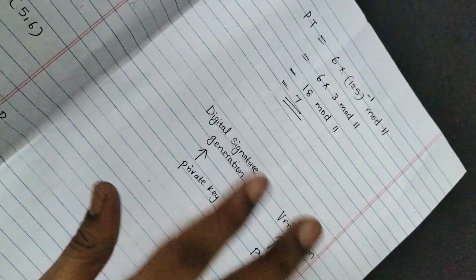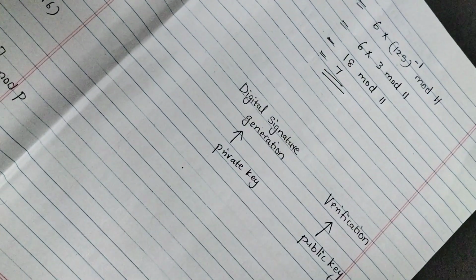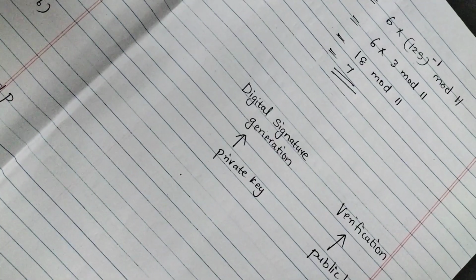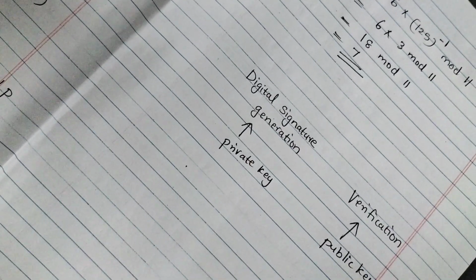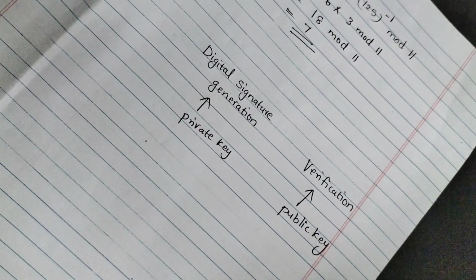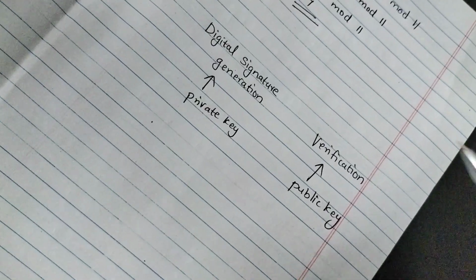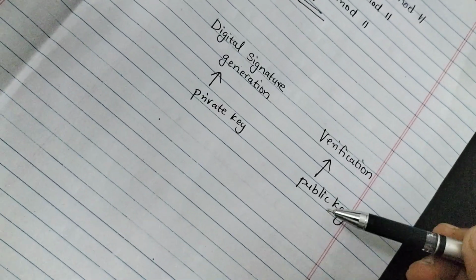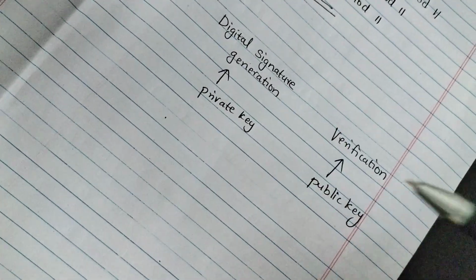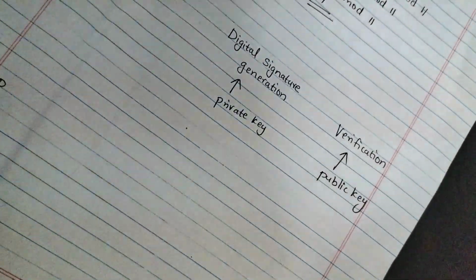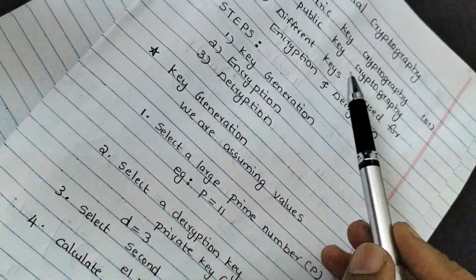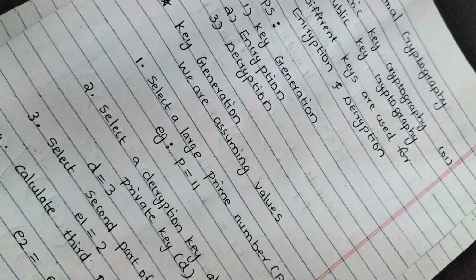Consider here two processes we are having. In general, that is digital signature generation. For that we are using a private key. The next part is verification. For that we are using a public key. So different keys are used here, so we are calling it asymmetric key cryptography.